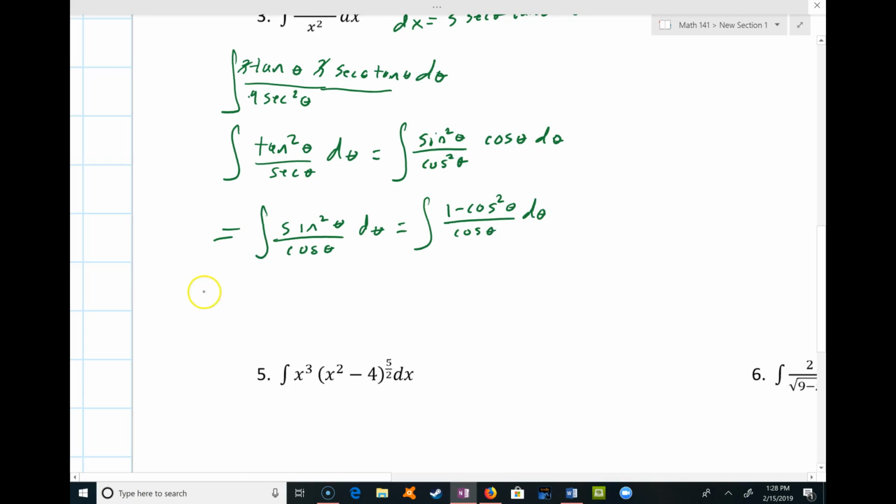So we can break it apart into 2 fractions, and we get the integral of secant theta minus the integral of cosine theta, d theta in both cases. And this is going to be similar to that last move. We're going to have the natural log of secant theta plus tangent theta, and that's going to be just sine theta plus c. Okay.